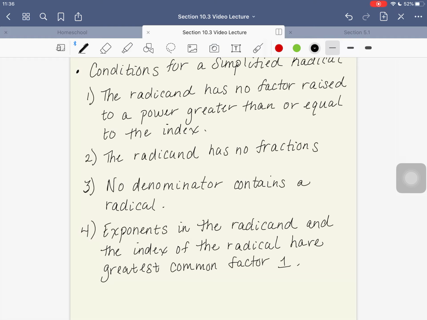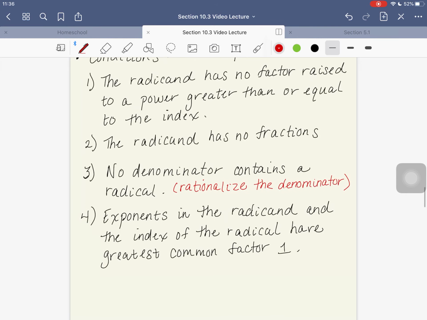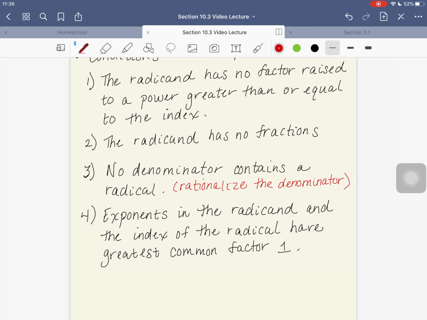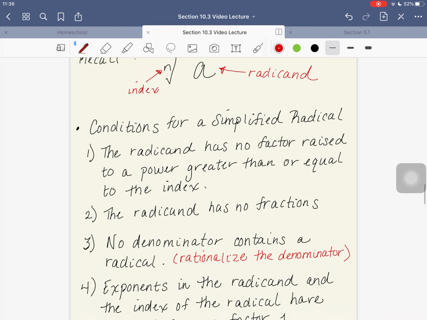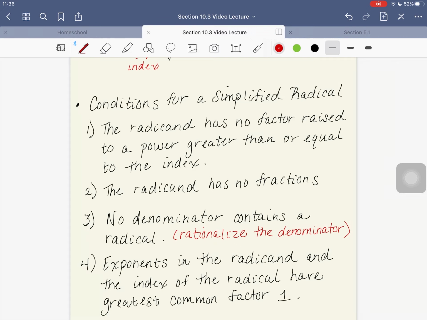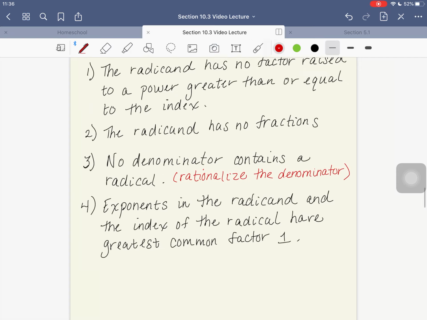No denominator contains a radical. And if you do have a radical in the denominator, you will have to rationalize the denominator. And then exponents in the radicand and the index of the radical have greatest common factor of 1. So these are the conditions that must be met in order for a radical to be in simplified form, or the simplest form.